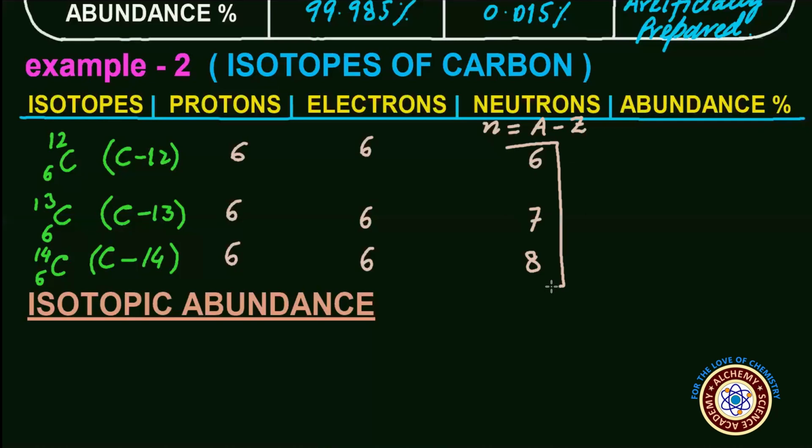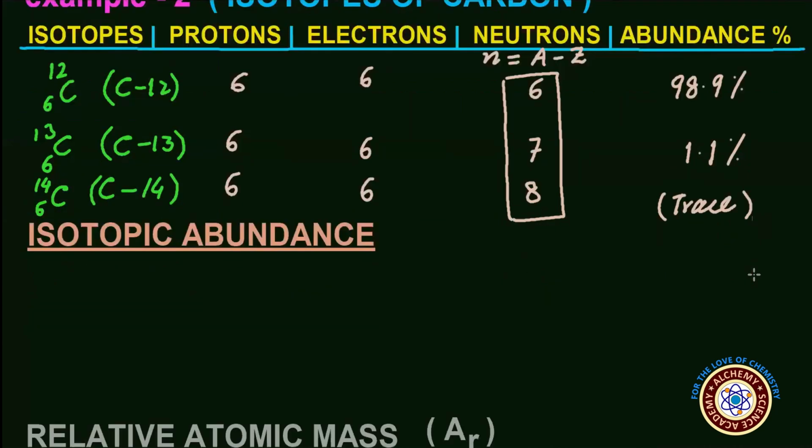So the number of neutrons is different in all three isotopes of carbon. Their natural abundance in percentage is as follows: carbon 12 is the most stable isotope of carbon, and its natural abundance is 98.9%, whereas carbon 13 is 1.1%, whereas carbon 14 exists in nature in traces.